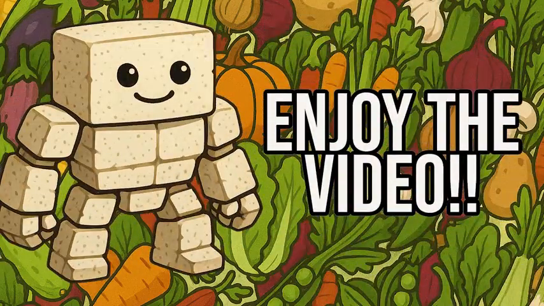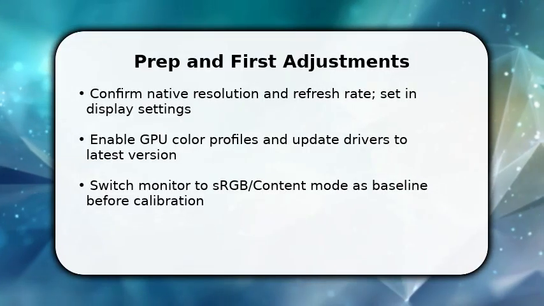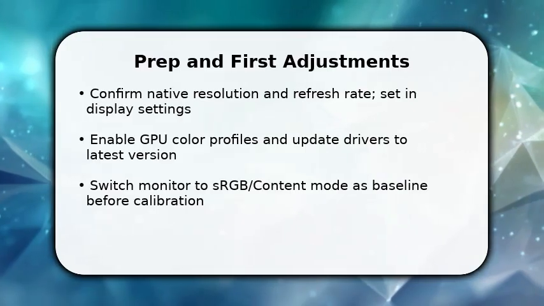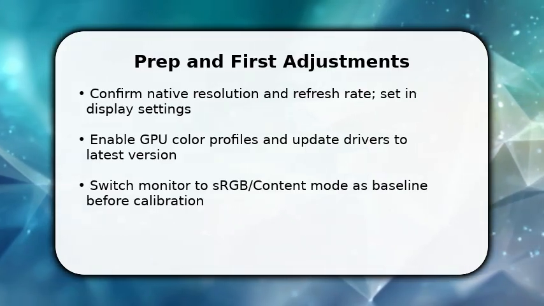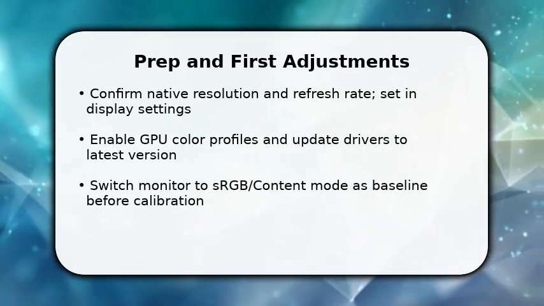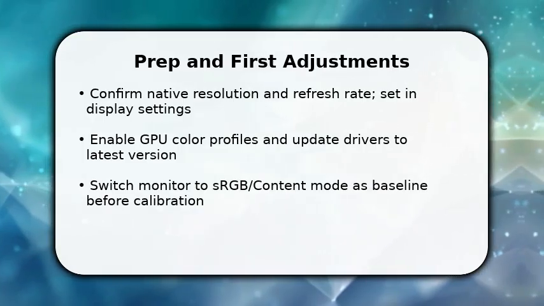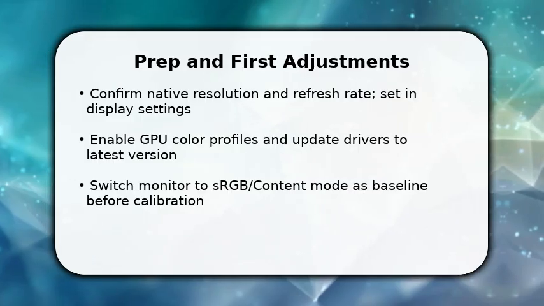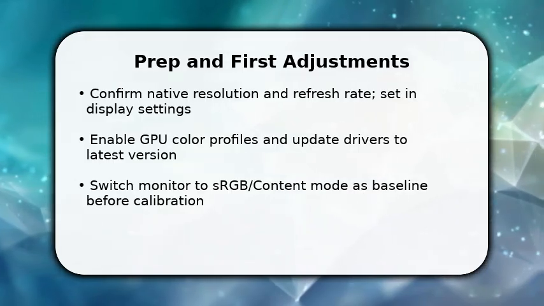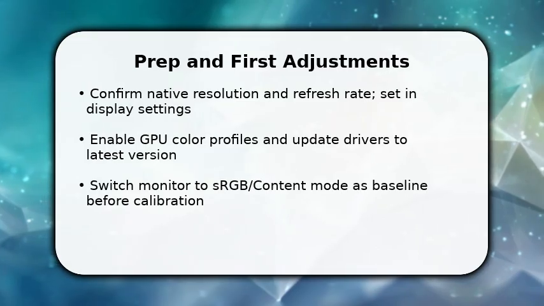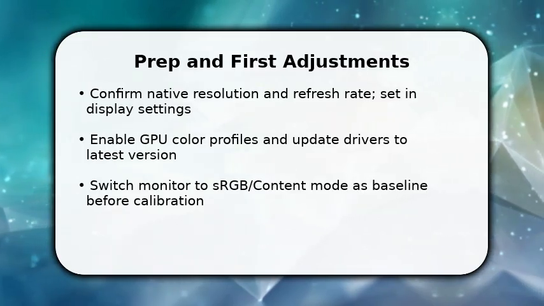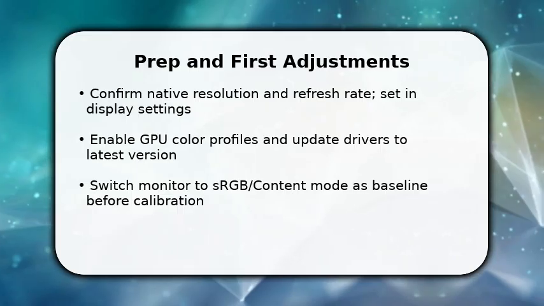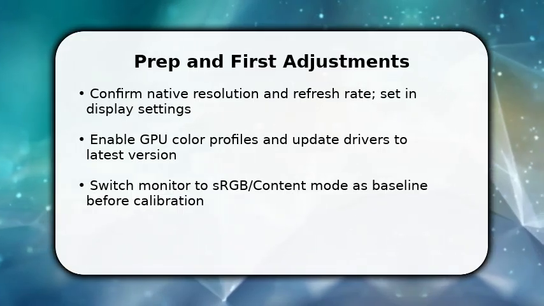Please enjoy the video. You start by confirming your display runs at its native resolution and the preferred refresh rate. This prevents scaling artifacts. Once done, update GPU drivers and load the manufacturer color profile so the panel behaves predictably. Next, set the monitor to an sRGB or content mode as a neutral baseline. This reduces aggressive factory processing.